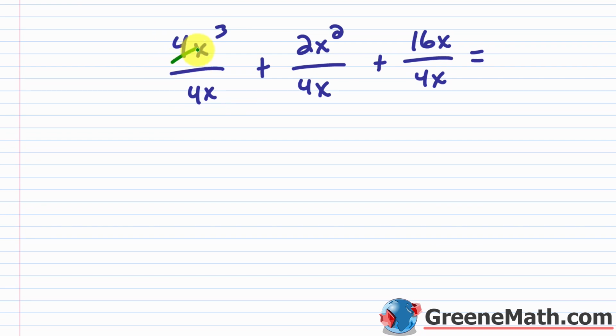So over here, 4 divided by 4 is 1. You can just get rid of that. X cubed over x, basically this is x to the first power. Again, this is going to cancel. You subtract the exponents, 3 minus 1 is 2. So this would be x squared here. So x squared, then plus.